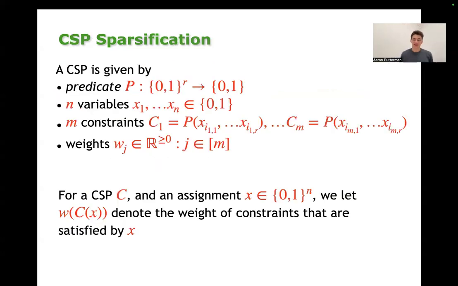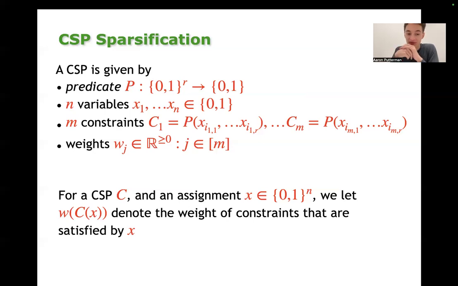In CSP sparsification, the object of study is a CSP, or a constraint satisfaction problem. Here, the CSP itself is specified by 4 different things. First, you have a predicate P. The predicate P is just some Boolean function of arity R. It operates on R variables, where each of these variables is in {0, 1}. It then maps them to a single Boolean output in {0, 1}. So for instance, in the famous 3-SAT CSP, this predicate P could just be the OR of 3 variables.